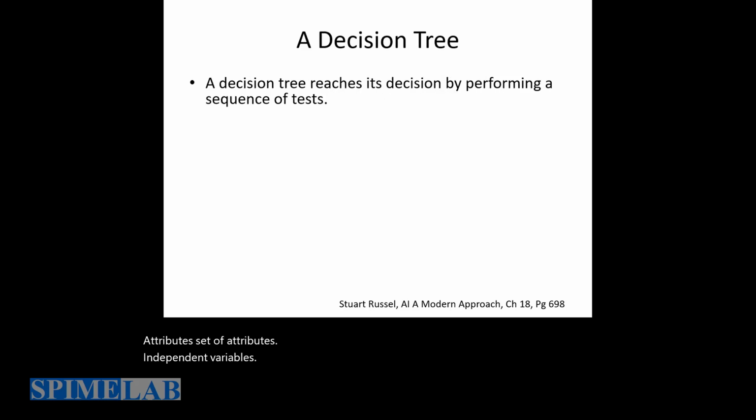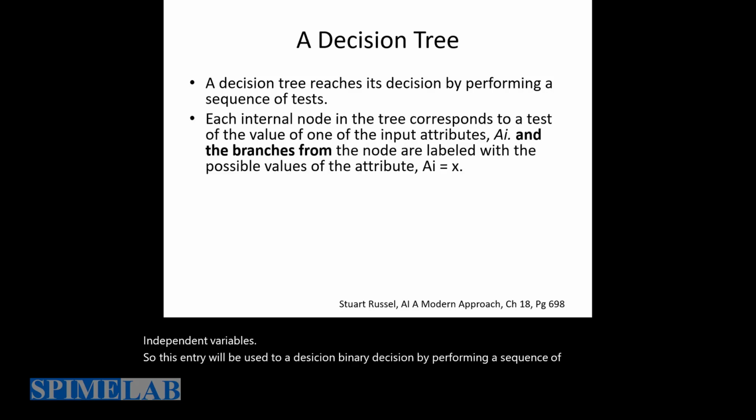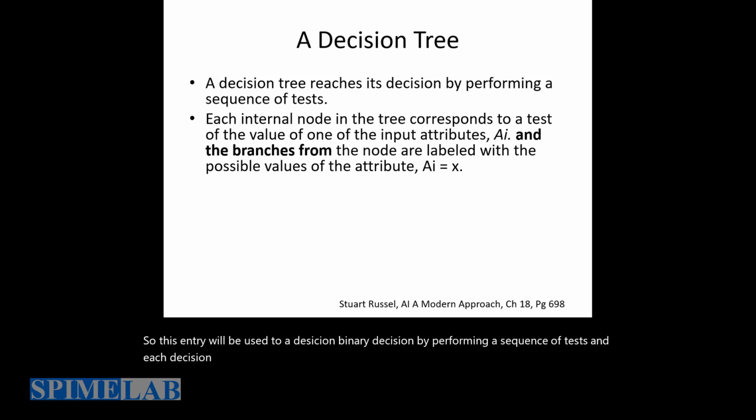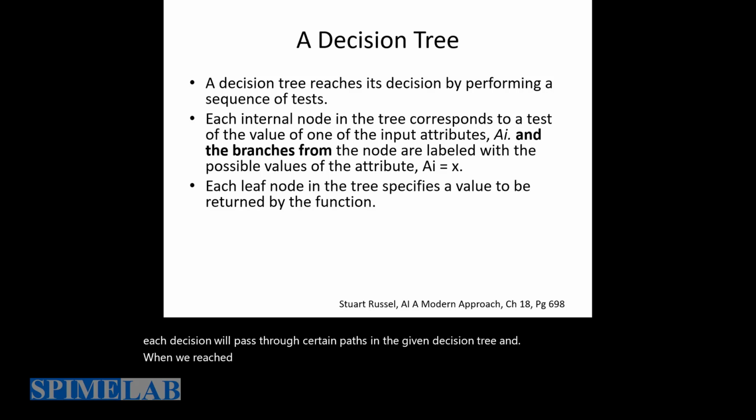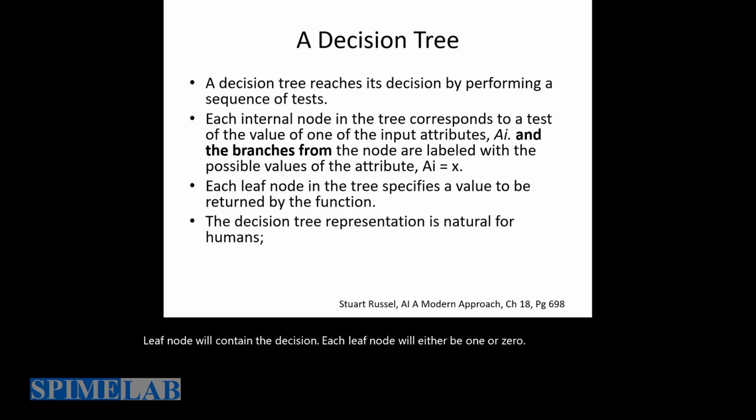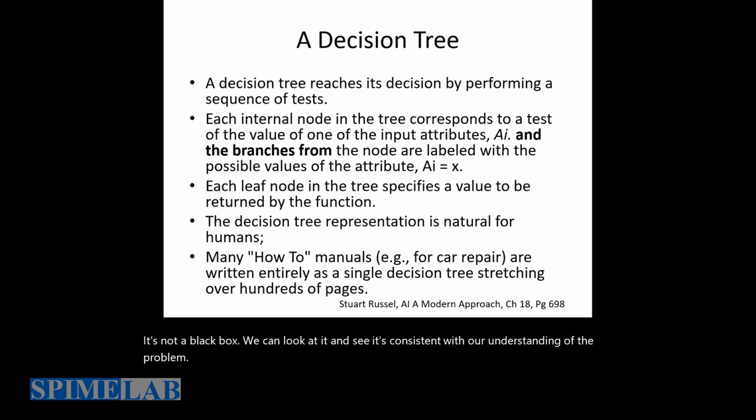So a decision tree will reach a binary decision by performing a sequence of tests, and each decision will pass through certain paths in the given decision tree. And when we reach the leaf node, it will contain the decision. Each leaf node will either be 1 or 0. The strength of this kind of representation of hypothesis is that it's not a black box. We can look at it and see it's consistent with our understanding of the problem. We can look at it as how-to manuals.